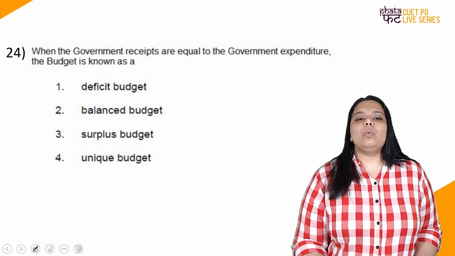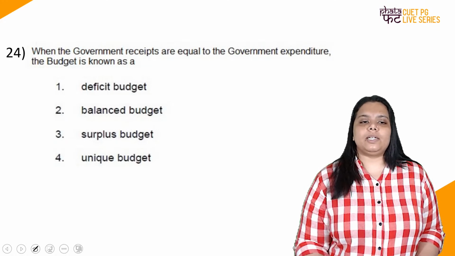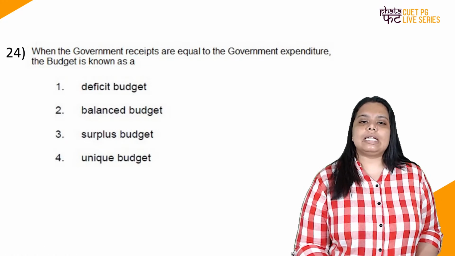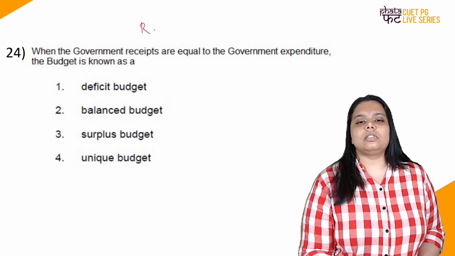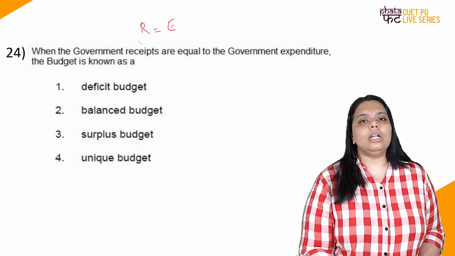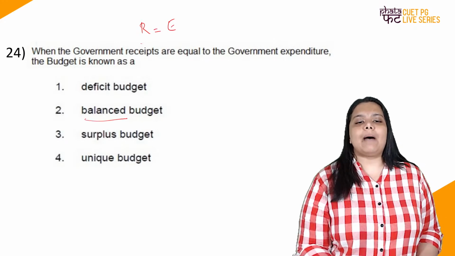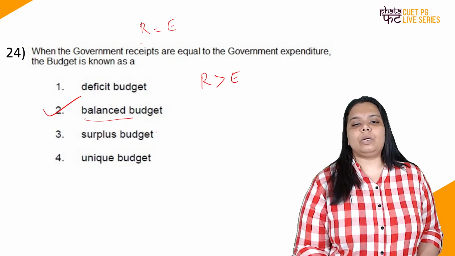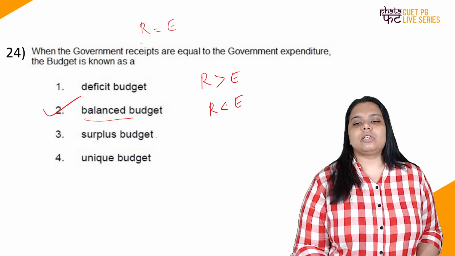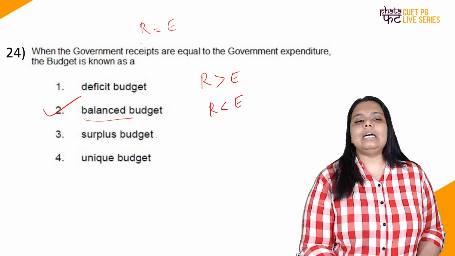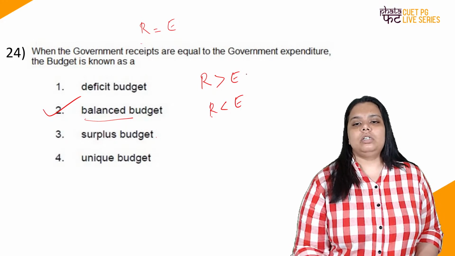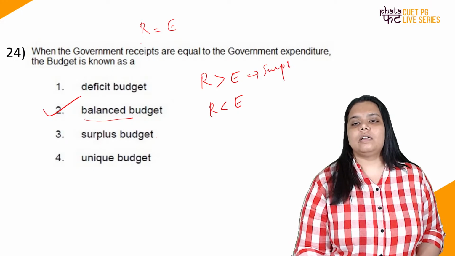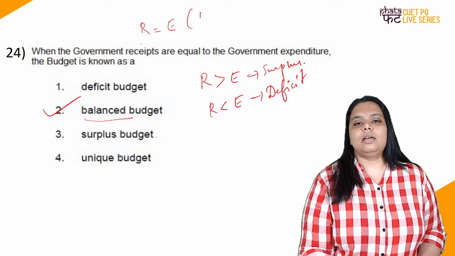Question number 24. When the government receipts are equal to government expenditure, the budget is known as. So when government receipts are equal to expenditure, R is equal to E. There is no disparity, so it is a balanced budget. When receipts are greater than expenditure, it will be a surplus budget. When receipts are less than expenditure, that means expenditure is more than receipts, it's a deficit budget. So this is a surplus, this is a deficit, and this is the balanced.